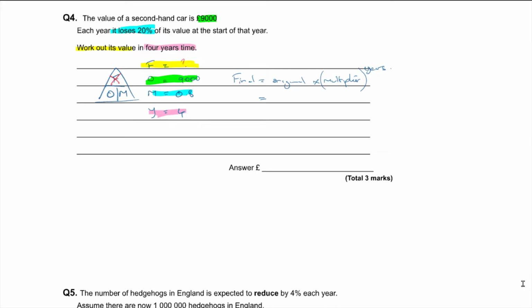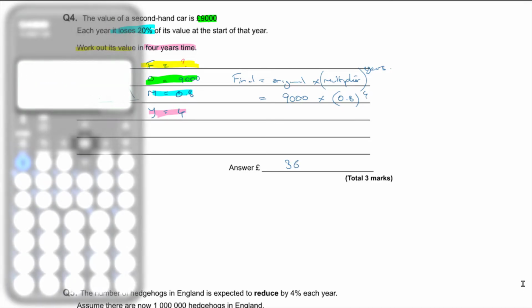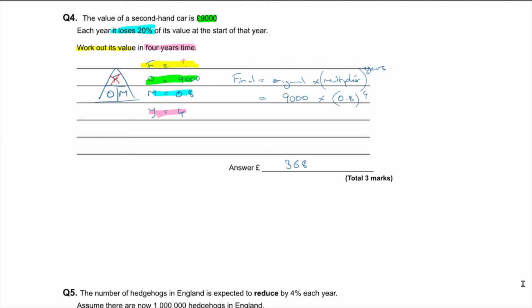Right, so then subbing what we've got. The original is 9,000. I'm going to multiply that by the multiplier of 0.8, and I'm going to raise that to the power of 4 because it's 4 years. So what we've got, 9,000 times 0.8 to the power of 4. That comes out to be £3,686.40. So it's pretty much lost 2/3 of its value then, isn't it, in 4 years.